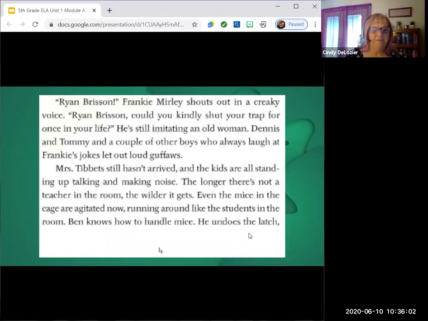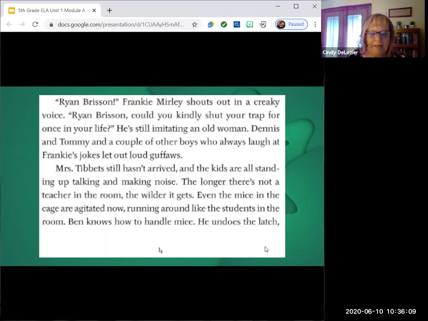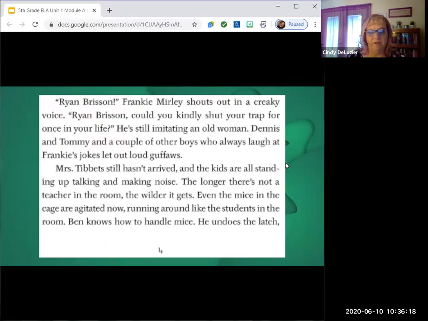"Ryan Brisson!" Frankie Murley shouts in a creaky voice. "Ryan Brisson, could you kindly shut your trap for once in your life?" He's still imitating an old woman. Dennis and Tommy and a couple of other boys who always laugh at Frankie's jokes let out loud guffaws. Mrs. Tibbets still hasn't arrived, and the kids are all standing up and talking and making noise. The longer there's not a teacher in the room, the wilder it gets. Even the mice in the cage are agitated now, running around like the students in the room.